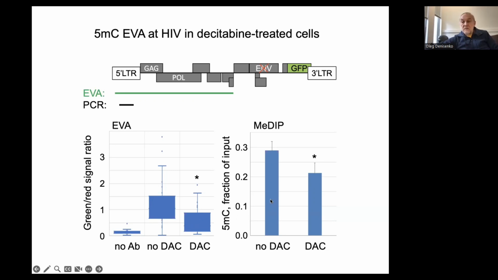In the control experiment, we used another method, alternative method, to measure DNA methylation in bulk DNA that was purified from cells, same cells treated with DAC or not treated. And the method was MeDIP, methylated DNA immunoprecipitation. And these results confirmed findings that were visualized by EVA method.